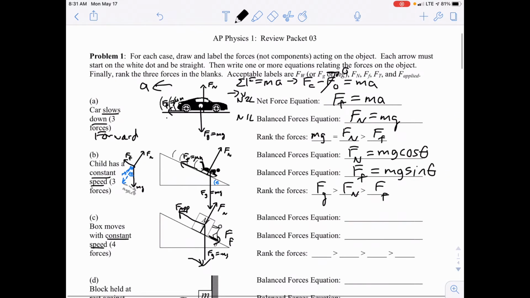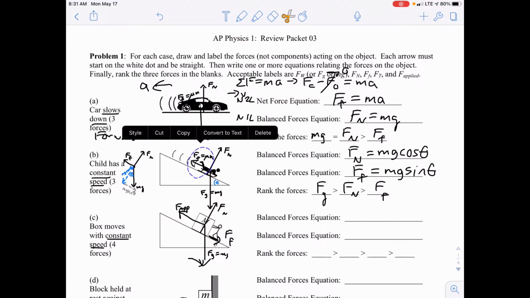And actually, I made a mistake on the directions here. Remember, all forces need to be drawn from the white dot. So normally friction is drawn from the surface, but here in a free body diagram, you have to remember to draw it from the white dot. So I'm just going to move all the friction parts to the white dot itself. There we go.